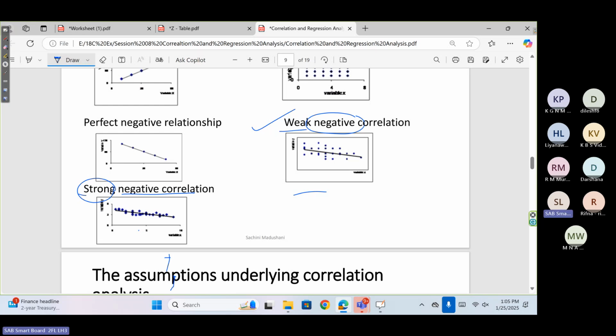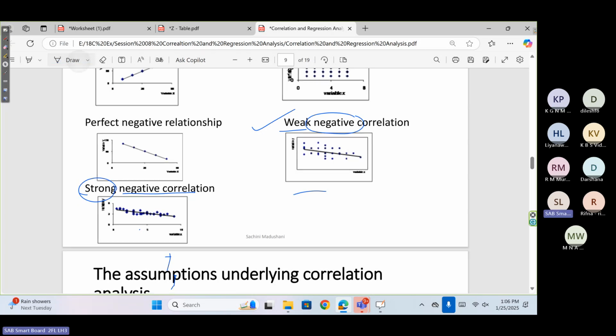Then here, strength is weak. Not the perfect, not the strong. Weak. It's a weak. There is a strong one, a perfect one. There is a perfect correlation, strong correlation, and the weak.